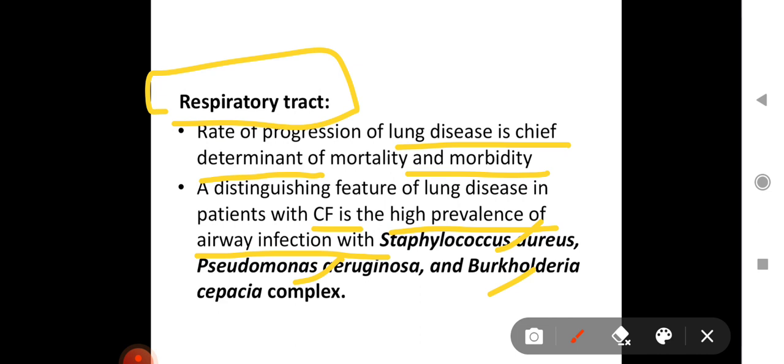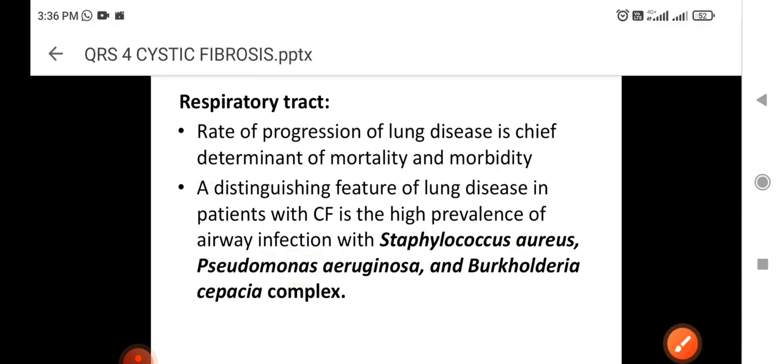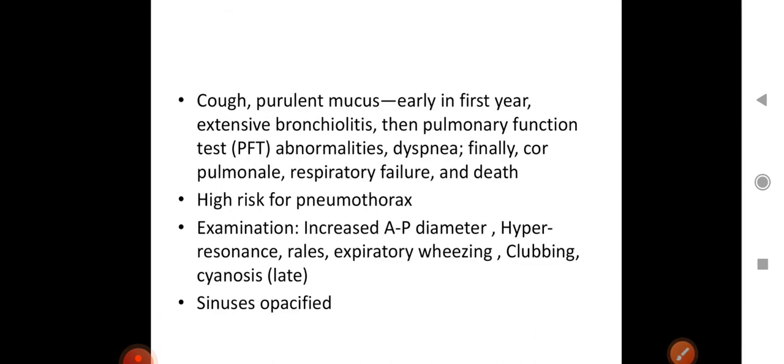So if you get bronchial lavage or secretions, culture those materials, and you get these three organisms, then you should raise your suspicion for cystic fibrosis in such patients. So these are the three main organisms involved.